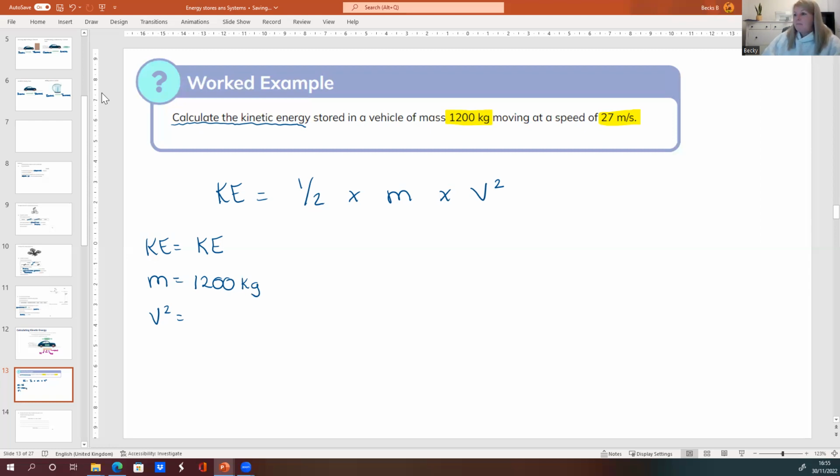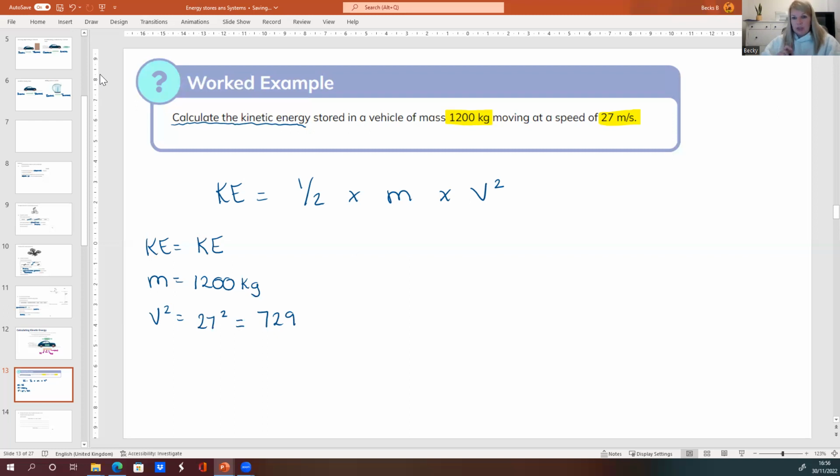Brilliant. V squared. So do I know this speed? Yes. 27. However, I want that squared. So I'm going to do that now so that I don't forget to do it later in my calculation. So if you've got your calculators handy, square 27, see if you agree with me. It's 729.